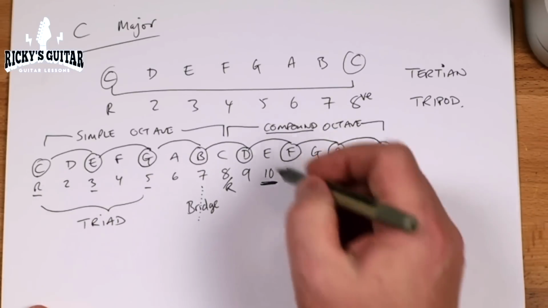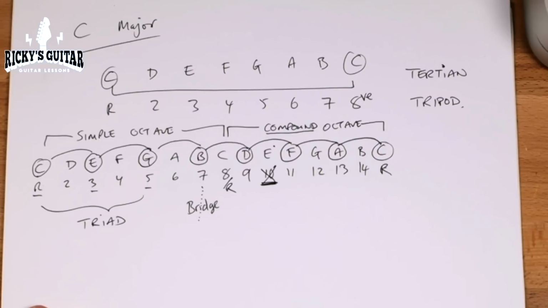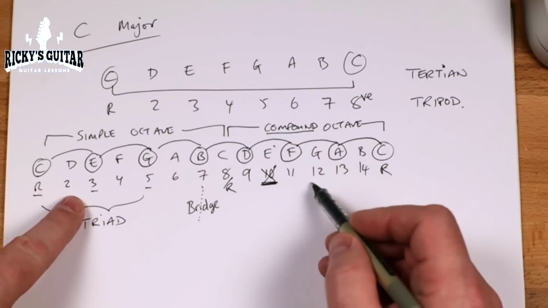And so for this exercise, we're actually going to get rid of that. We're not going to call it a 10th. We're just going to call it a compound third. It's still the third. No matter which way you bake it, it's still a third. Let's keep on going up here.